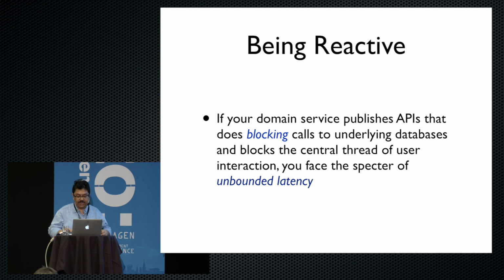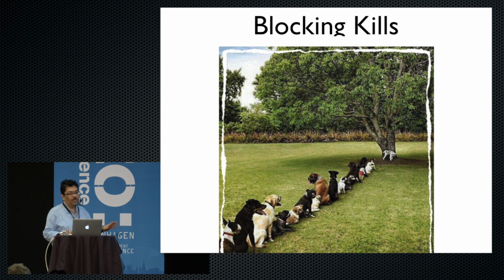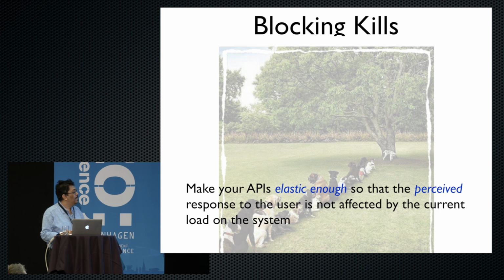So, you need to bound that latency, and the way to do that is you cannot publish APIs that do blocking calls. Blocking calls will lead to unbounded latency, as Jonas was also mentioning in his talk. Blocking kills. So, we need to make our APIs elastic enough so that the perceived response to the user is not affected by the current load on the system. The user cannot wait indefinitely. Irrespective of how much load you have, the user experience should not suffer. That is one of the core principles of being reactive.